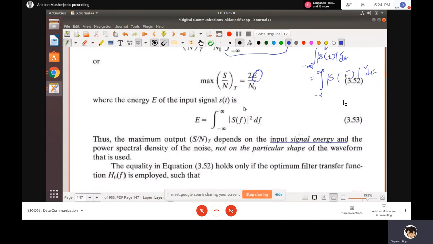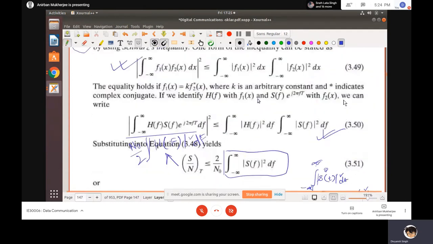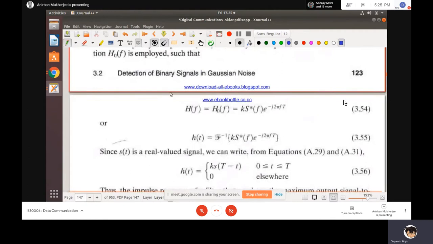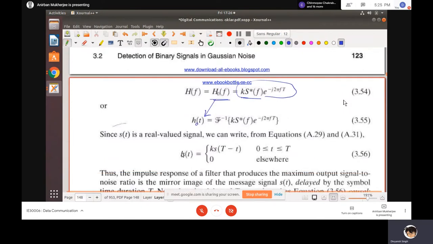Now what will be the optimum filter transfer function? What is the condition of equality? Equality gives you the optimum, that means f1(x) equal to K f2(x). That means H(f) equals K times S star(f) e to the power minus j 2 pi f T. So H optimum(f) equals K S star(f) e to the power minus j 2 pi f T. Now if I take the Fourier transform of this, what is my h optimum(t)? It is K S star, that is s(T minus t), where capital T is the symbol duration.